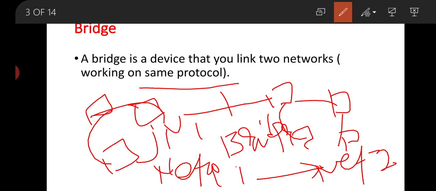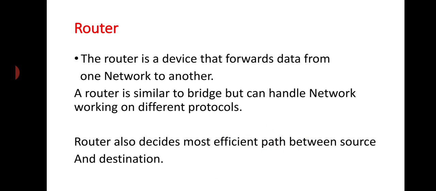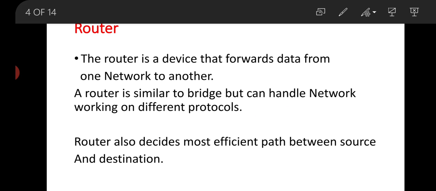So next one is router. The router is a device that forwards data from one network to another network. A router is similar to bridge but can handle networks working on different protocols. Router also decides the most efficient path between source and destination.